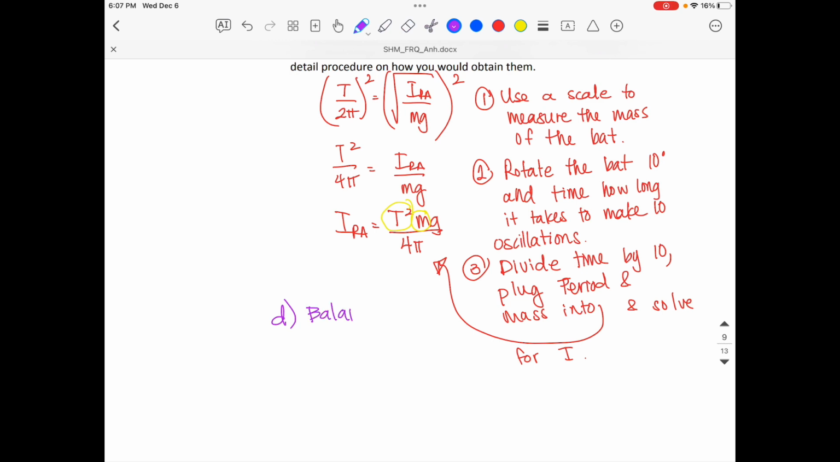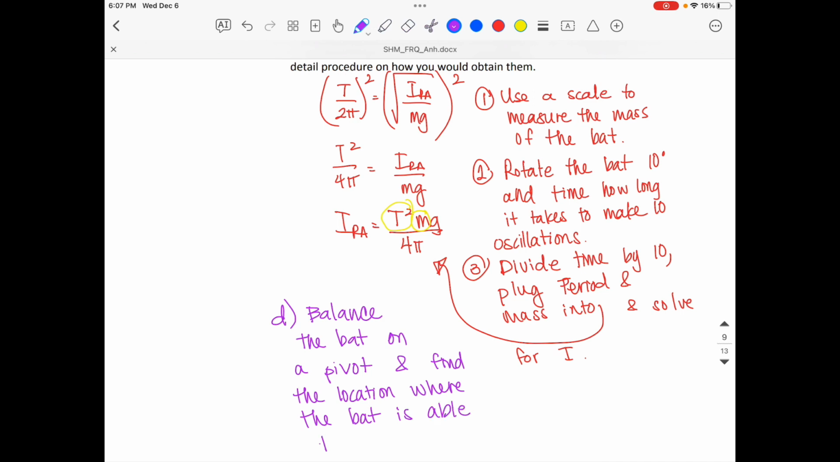So in this scenario, balance the bat on a pivot and find the location where the bat is able to balance. And that would be the center of mass of your object.